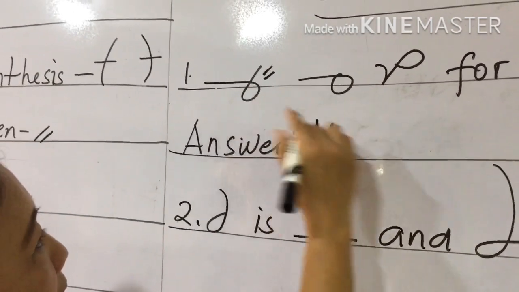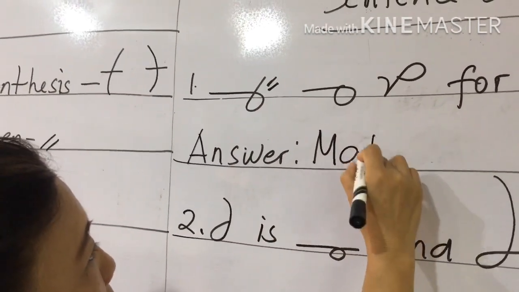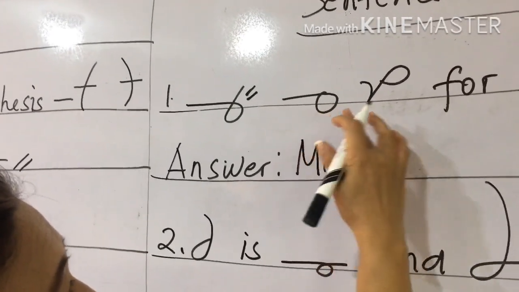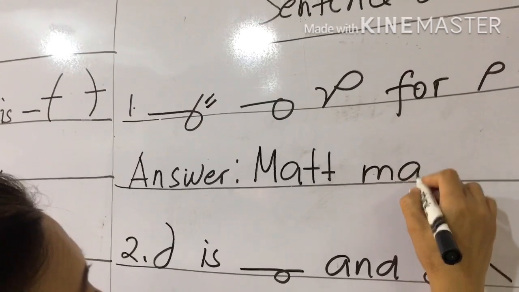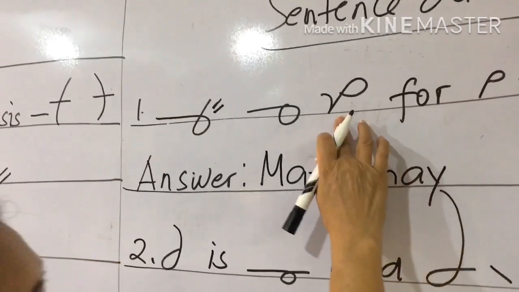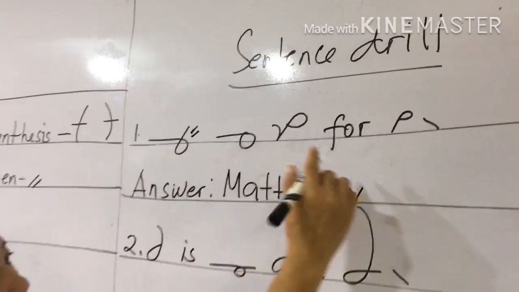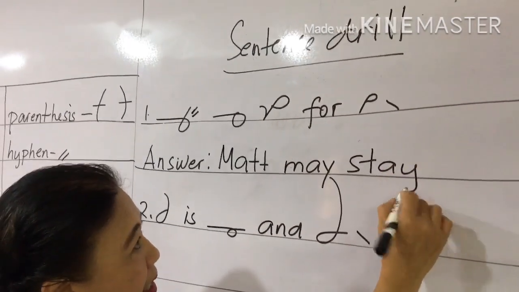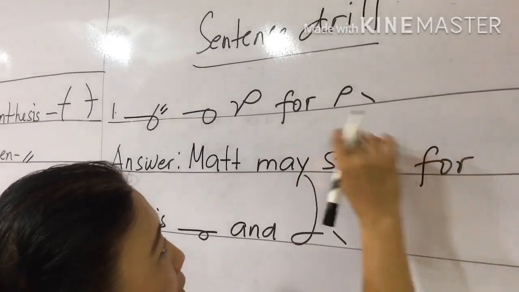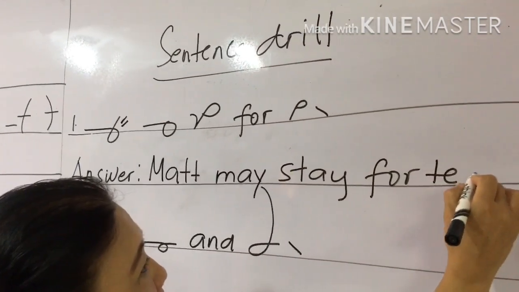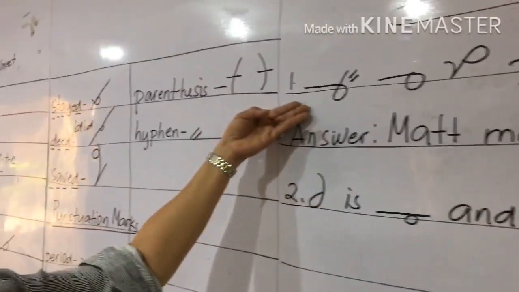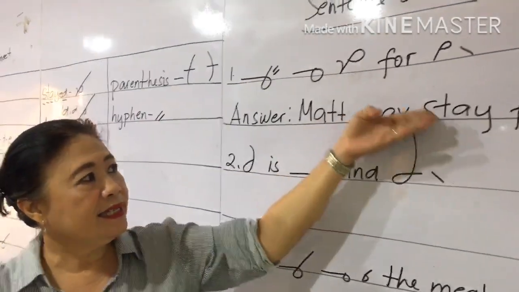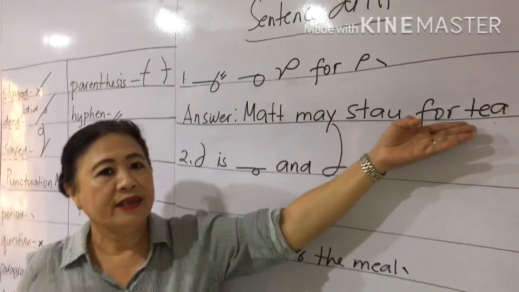We have M, A. You have M, A. What is the word? Mat. Then M, A. What is the word? May. Then S, T, and A. What is the word? Stay. And for T, E, A. The answer for sentence number 1: Matt may stay for tea.